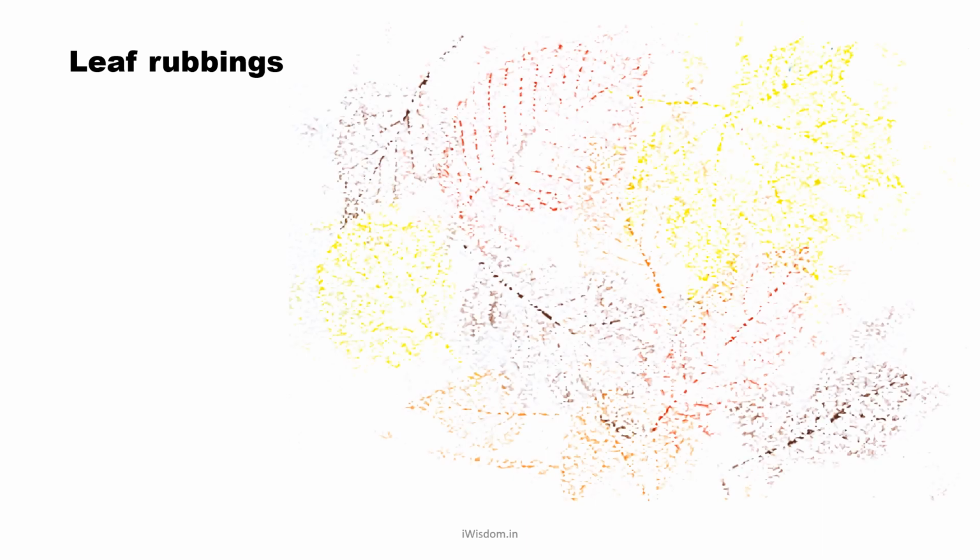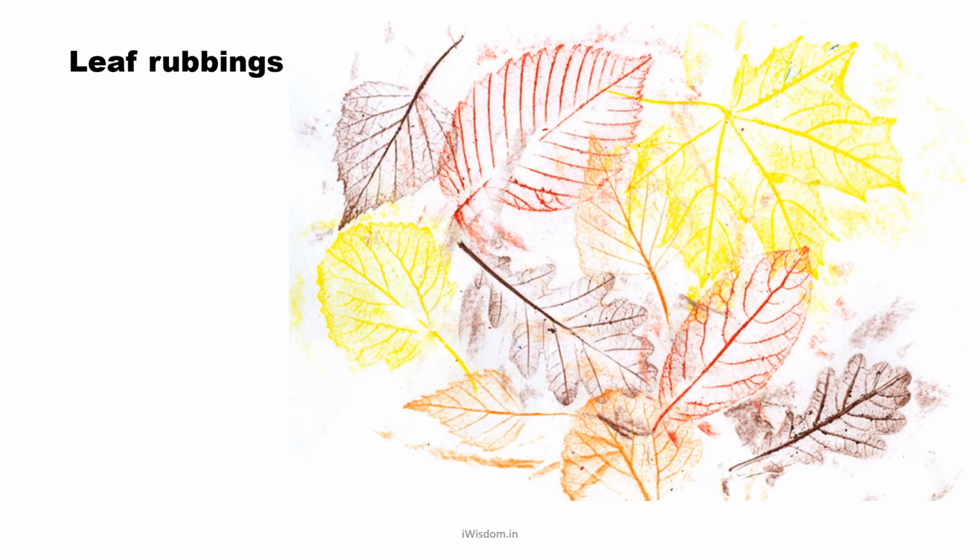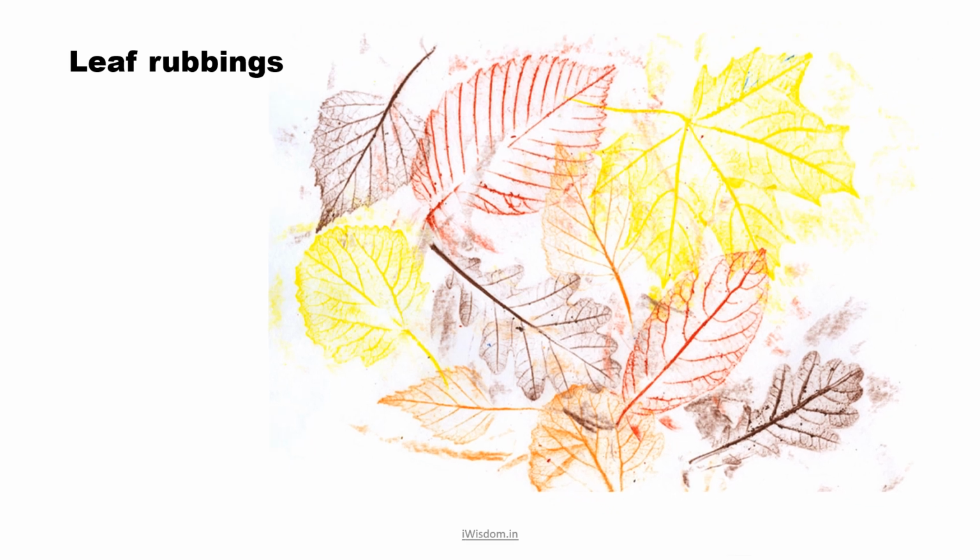Did you know it is possible to get beautiful paintings by leaf and bark rubbings? Let's do leaf rubbing first. Following are the steps to get leaf rubbing. Take a paper and a crayon or color pencils.